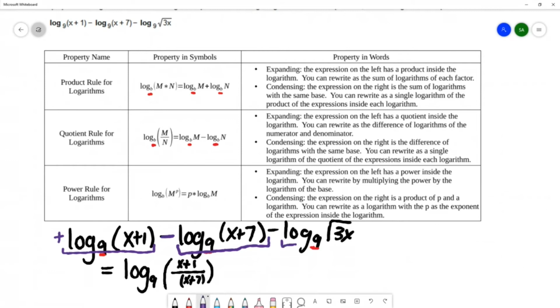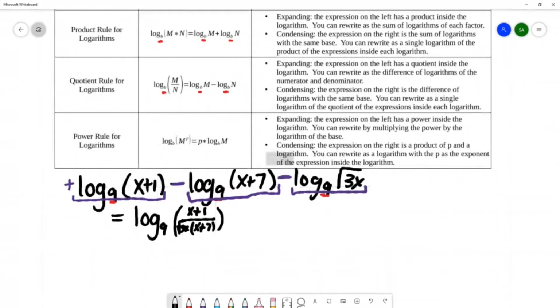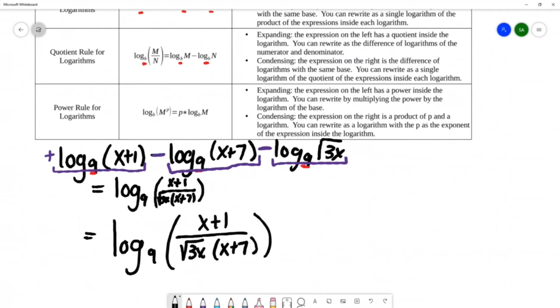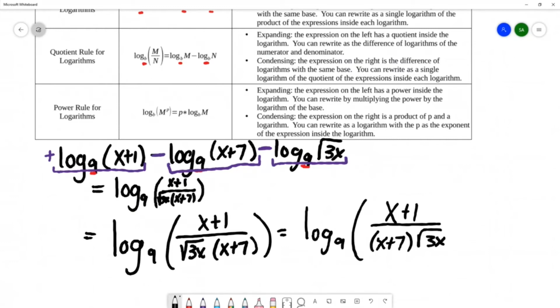And then we have our last term here, which is also negative, and that term will go into the denominator, square root of 3x. So I've written that a little bit bunched up. Let me try to write it nicer for you guys. It's log base 9 of x plus 1 over square root of 3x times x plus 7. And I'm looking at this to see if I can do any simplification, and I don't see any obvious simplifications, so I would stop here. You could also write this as log base 9 of x plus 1 over x plus 7 square root of 3x. That would be acceptable as well.